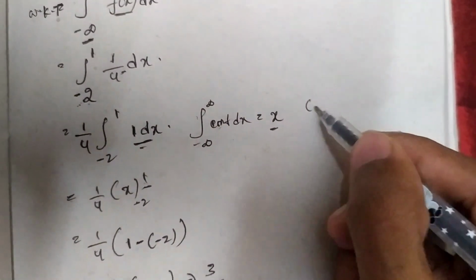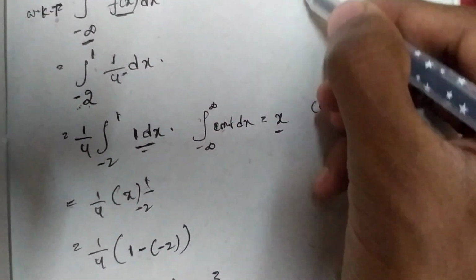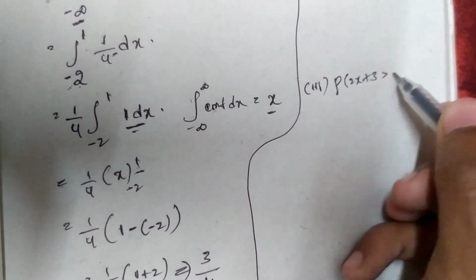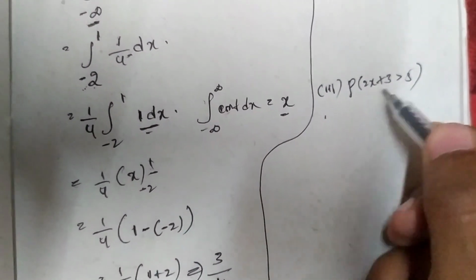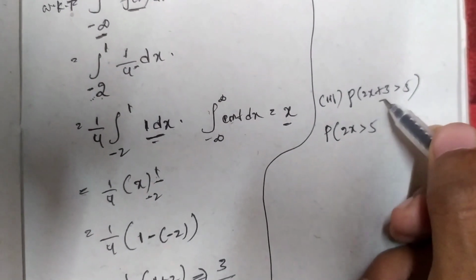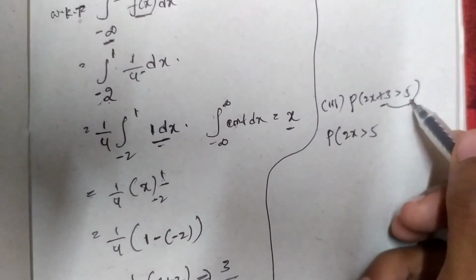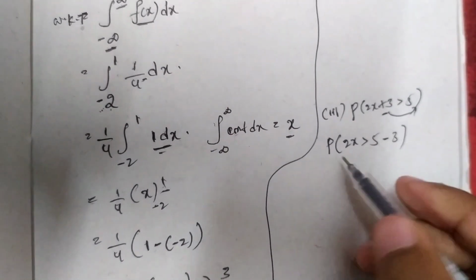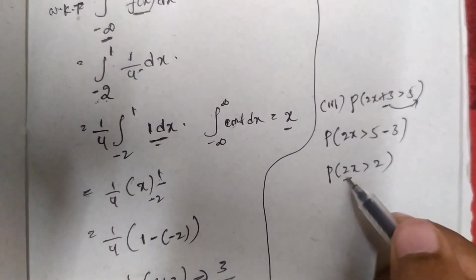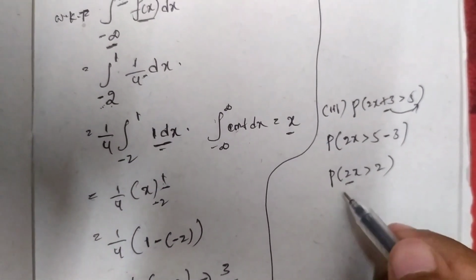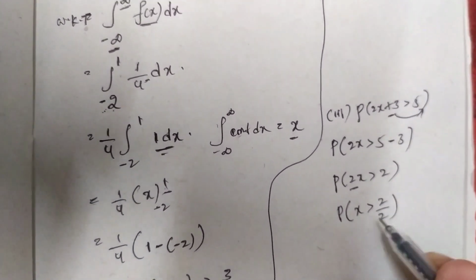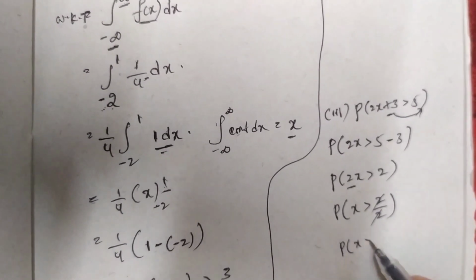Now we have to find the third one, that is P of 2x plus 3 greater than 5. Changes it into P of 2x greater than 5 minus 3. It is a plus term here, so we transfer it to the left side and it becomes minus 3. That way we get 2x greater than 2. Here 2x is 2 into x, so dividing by 2, that is 2 by 2, we get P of x greater than 1.